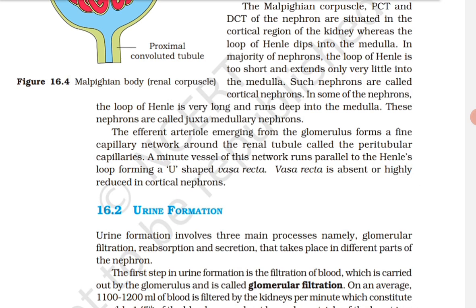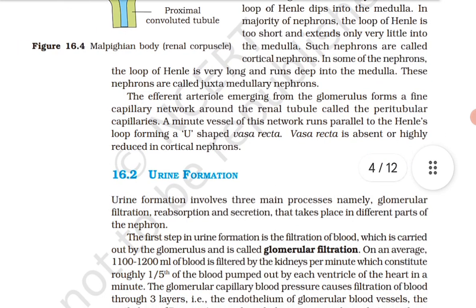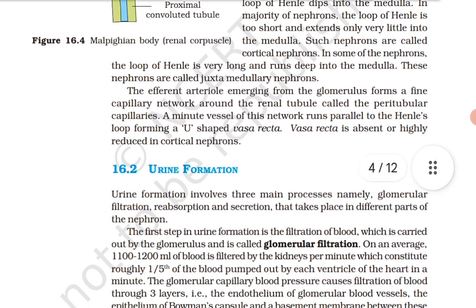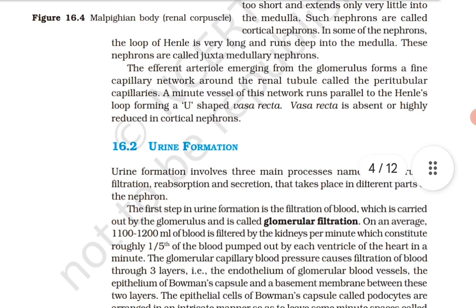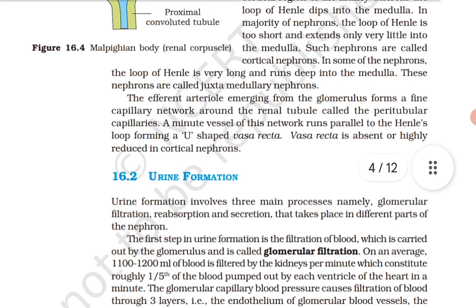The efferent arteriole emerging from the glomerulus forms a fine capillary network around the renal tubule called the peritubular capillaries. A minute vessel of this network runs parallel to the Henle's loop, forming a U-shaped vasa recta. Vasa recta is absent or highly reduced in cortical nephrons. In cortical nephrons, which have short loops, the vasa recta is absent or highly reduced.